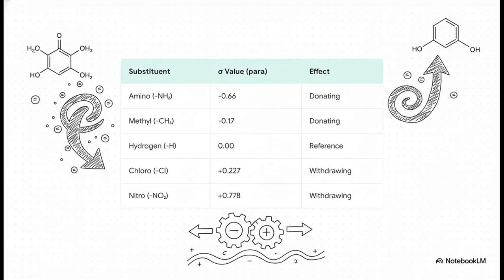Let's make this real. An amino group has a big negative sigma value. That means it's a strong electron donator. Now, what about our nitro group from before, the one that slammed on the brakes? Look at that. It has a large positive sigma value, making it a powerful electron withdrawer. We can now put a number on it. We can quantify the exact electronic personality of any group.